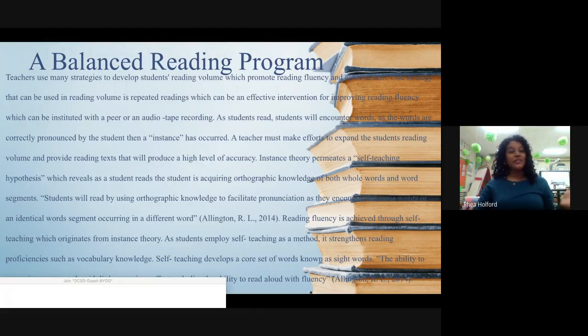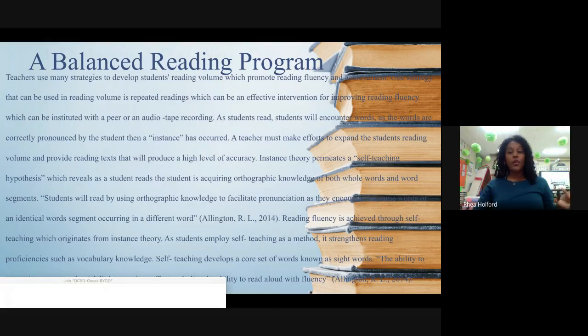Strategies that can be used in reading volume is repeated readings, which can be an effective intervention for improving reading fluency, which can be instituted with a peer or an audio tape recording. As students read, students will encounter words. As the words are correctly pronounced by the student, then an instance has occurred. A teacher must make efforts to expand the student's reading with volume and provide reading text that will produce a high level of accuracy.